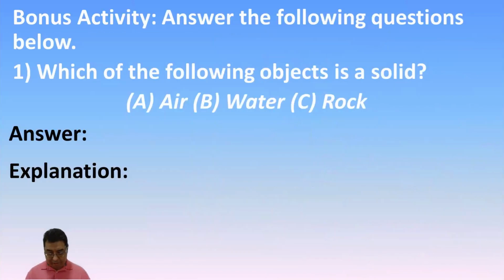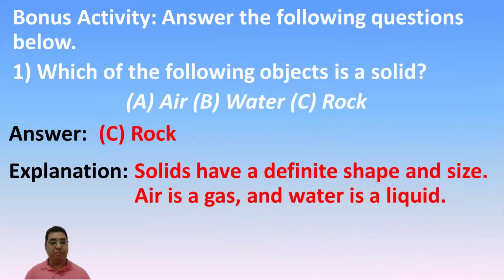So for the bonus activity, you're going to answer the following questions below. Okay, and the multiple choice is going across here where it says A, B, and C. Number one says, which of the following objects is a solid? A, air, B, water, or C, rock? That's right, it's C, rock. And the reason why is solids have a definite shape and size. Air is a gas and water is a liquid.